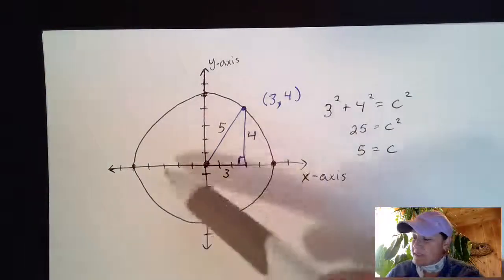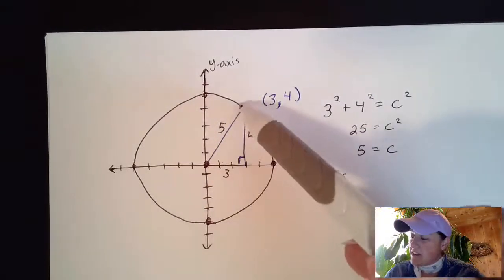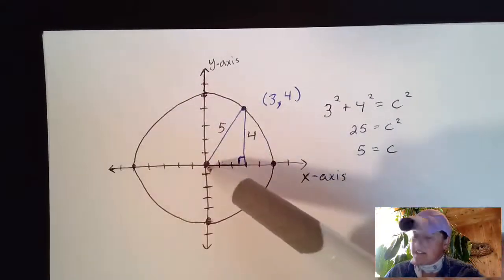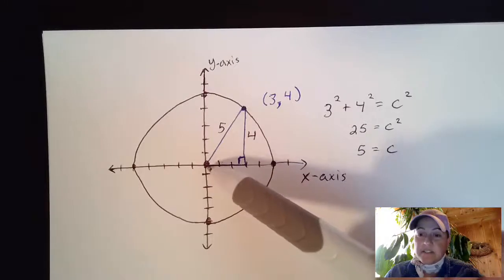Alright, so forgive my awkward circle, but if we take this and use the radius of 5 and we spin it all the way around, making the center at (0, 0), then we have our graph of the circle with the center at (0, 0).